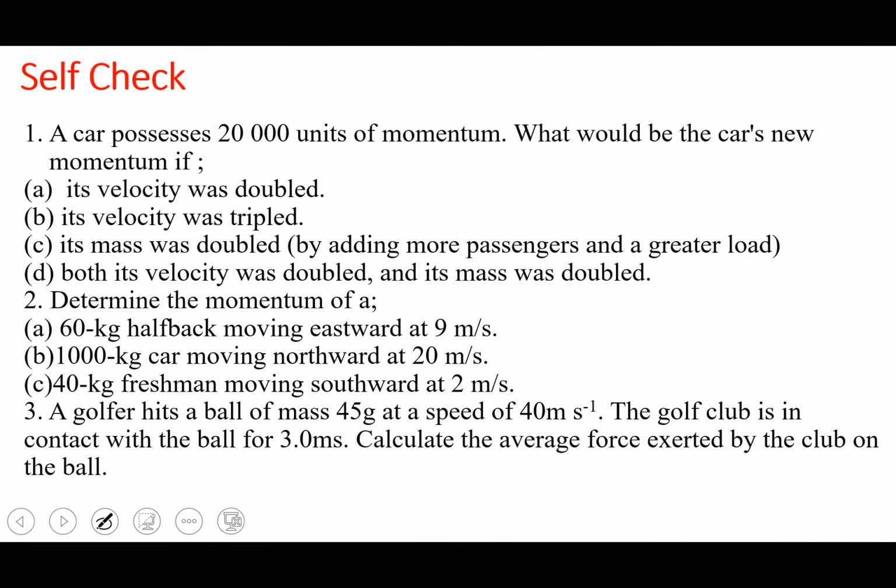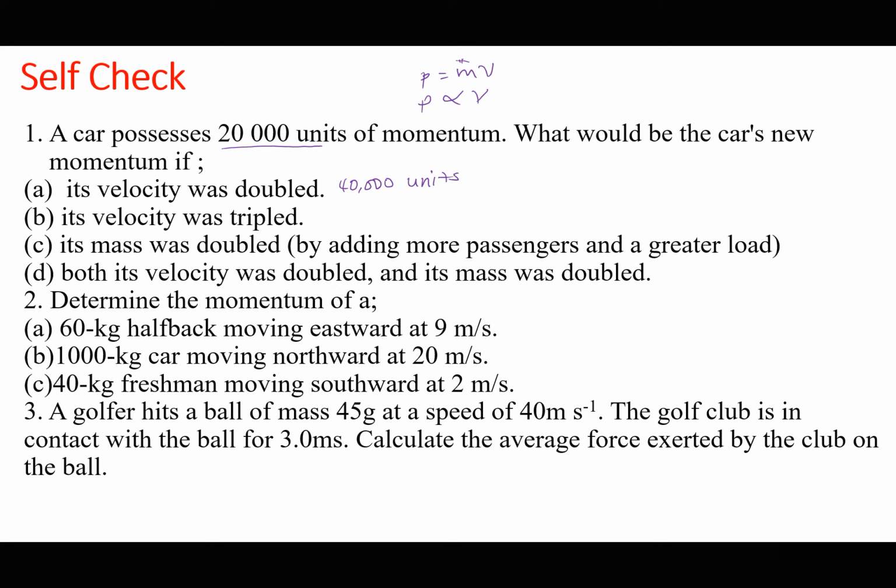Here is a self-check. A car possesses 20,000 units of momentum. What would be the car's new momentum if the velocity is doubled? Remember, momentum is equal to mass times velocity. So if the velocity is doubled, the mass is constant. Since momentum is mass times velocity, the momentum is also going to be doubled because momentum is directly proportional to the velocity. The velocity is doubled, momentum is doubled. So this would be 40,000 units.